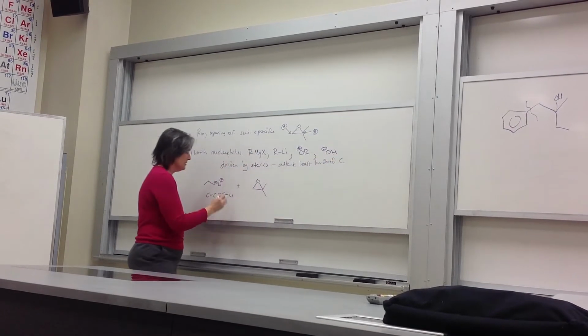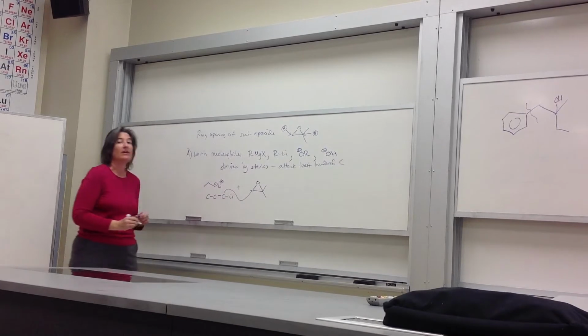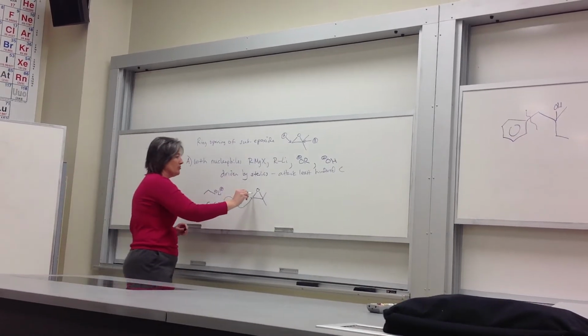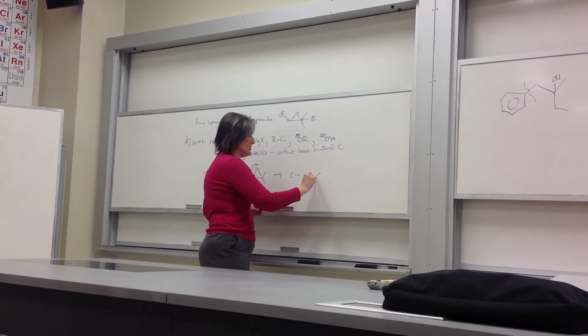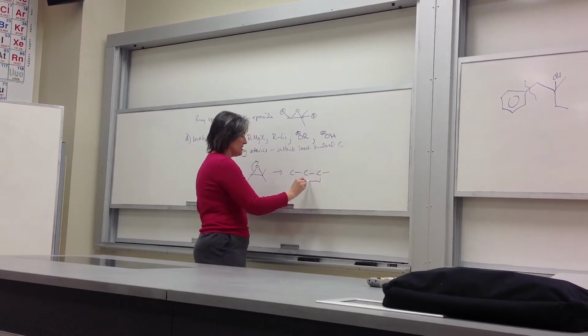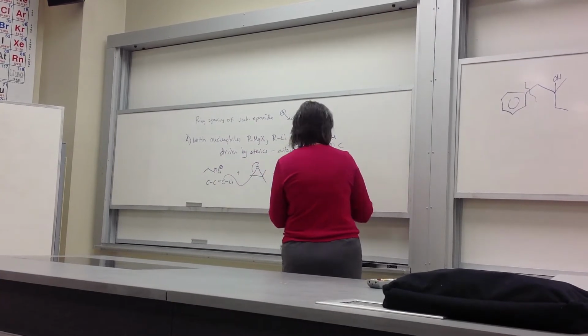So, I'm going to have the alkyl group attack right there. And it will pop the ring open this way. So my product will be C, and then this came from the alkyllithium. Then it will be, let's go to a different color.